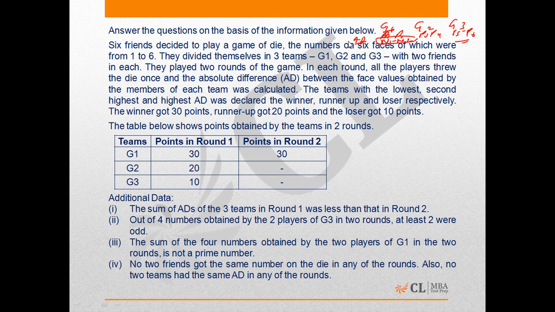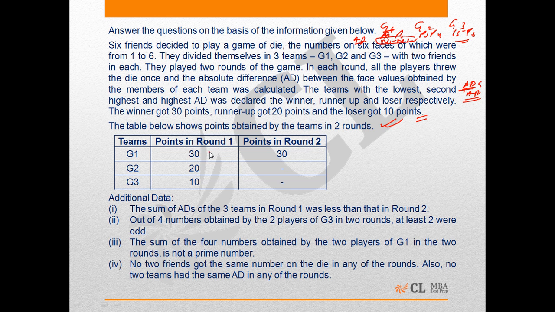The team with the lowest, second lowest and highest AD was declared the winner, runner-up and loser respectively. If the AD of a team is lesser than that of the other team, then the first team is considered to be placed better in ranking or position. The winner got 30 points, runner-up got 20 points and loser got 10 points. And the table below shows points obtained by the teams in two rounds.